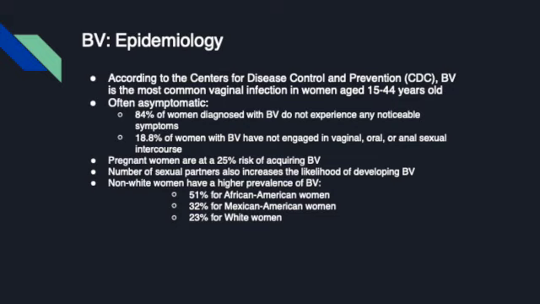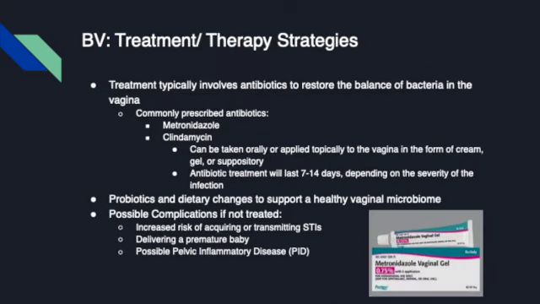The treatment for bacterial vaginosis typically involves antibiotics to restore the balance of the bacteria in the vagina. The specific antibiotics used for treatment may vary depending on the severity of the infection, individual health factors, and other factors. But the more commonly prescribed antibiotics for BV include metronidazole and clindamycin. Both can be taken orally or applied topically to the vagina in the form of cream, gel, or a suppository. Treatment for the infection usually lasts 7 to 14 days, depending on the severity.